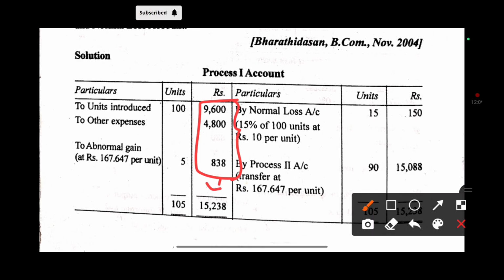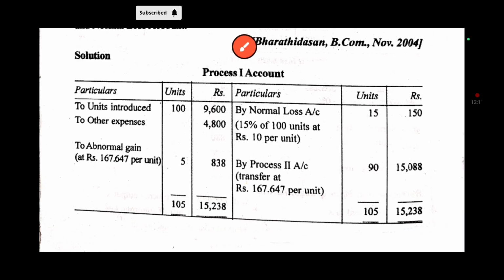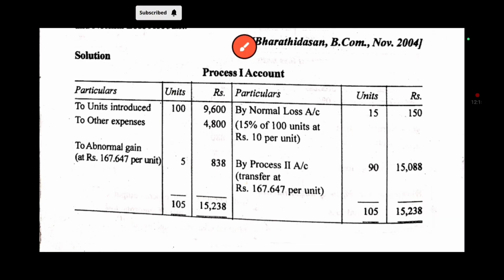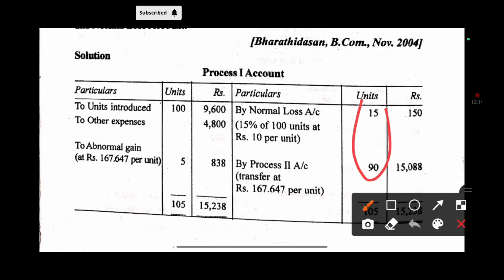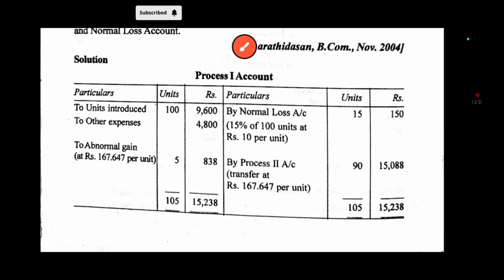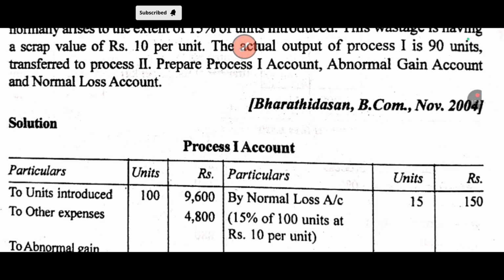You will get the total 15,238. Okay, similarly in the unit column, debtor side unit 105 units entered. Creditor side column, we find out the total 15 plus 90 units. You will get 105 units, and the scrap value and the actual output value add together, you will get 15,238 rupees. Okay, so process 1 prepared.